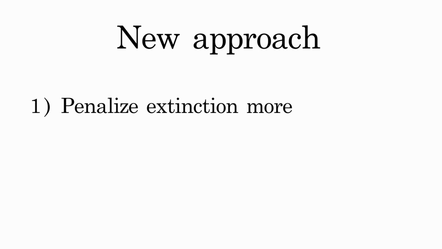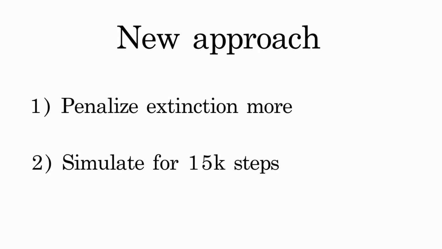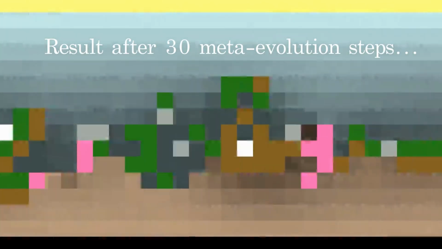So, let's try something different. Let's penalize an extinction event even more, and let's run each simulation for 15,000 steps. This way, plants have to reproduce to get a good fitness. Okay, well, it reproduces a bit and lasts longer, but it ultimately still dies.